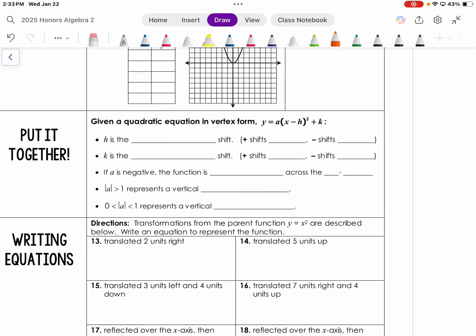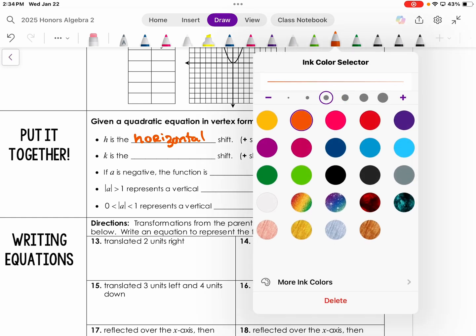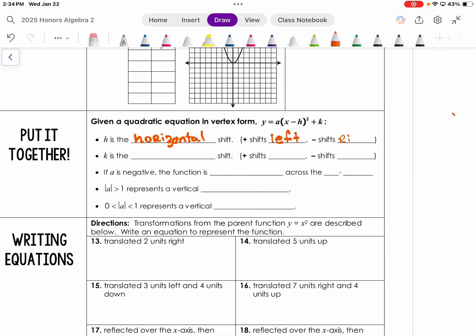So putting it all together, if you're given a quadratic function in vertex form, y equals a times (x minus h) squared plus k, h is the horizontal shift. If it's a plus sign on the inside, which way do I go? I go left. If it's a minus sign, I go where? I go right. So this is a nice little one to refer back to before you take your little 5-problem thing tomorrow, before we take a chapter test.